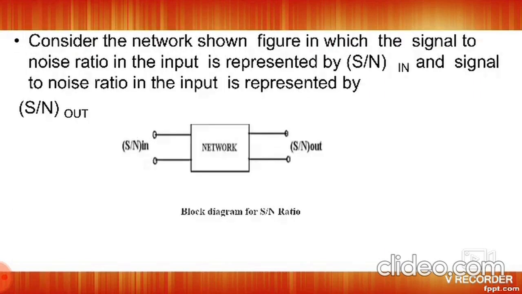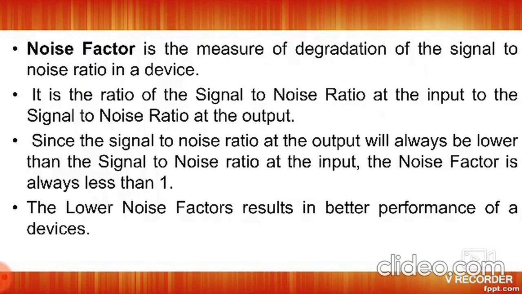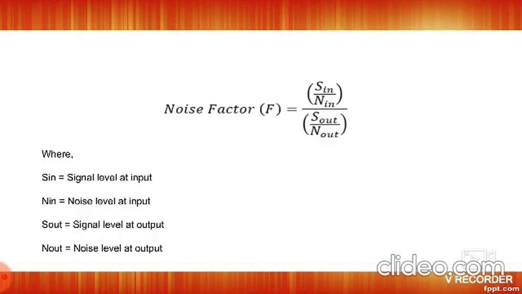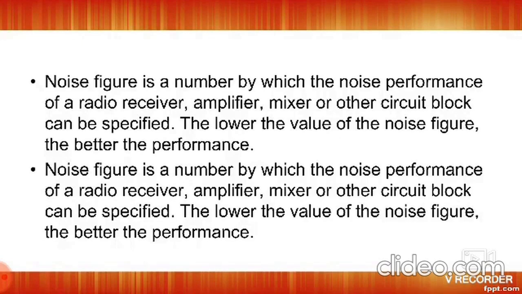Here the input signal to noise ratio is considered as X, and the output signal to noise ratio is considered as Y. So X by Y is called the noise factor. Input signal to noise ratio divided by output signal to noise ratio is called the noise factor. It is the ratio of signal to noise ratio at the input to the signal to noise ratio at the output. Simply by using this formula, noise factor equals signal to noise ratio at the input divided by signal to noise ratio at the output.